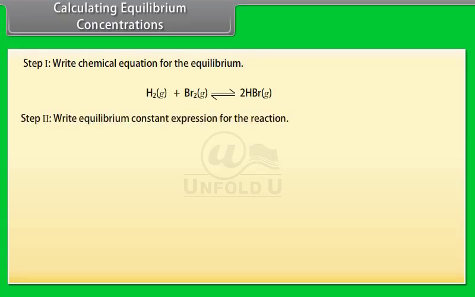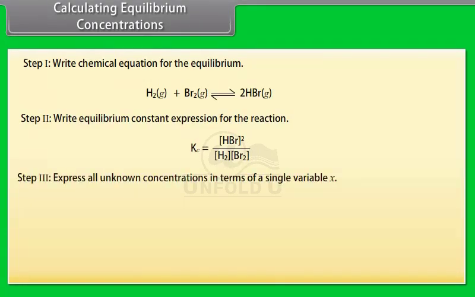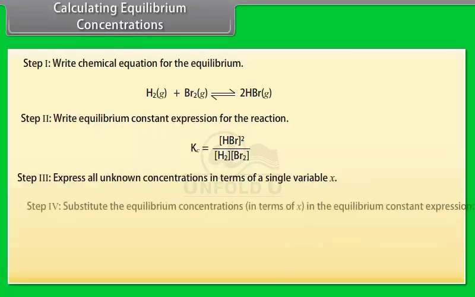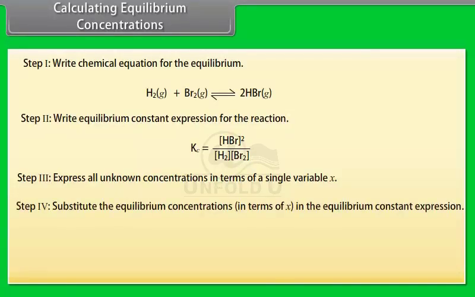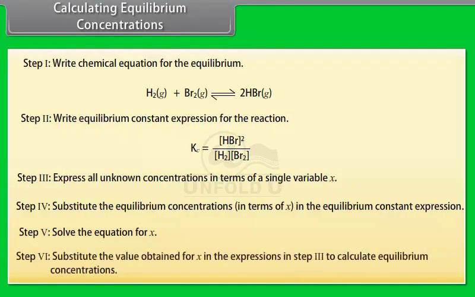Write the equilibrium constant expression for the reaction. Express all unknown concentrations in terms of a single variable x. Substitute the equilibrium concentrations in terms of x in the equilibrium constant expression. Solve the equation for x. Substitute the value obtained for x in the expressions in step 3 to calculate equilibrium concentrations.